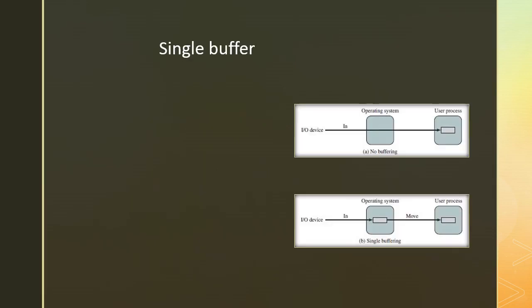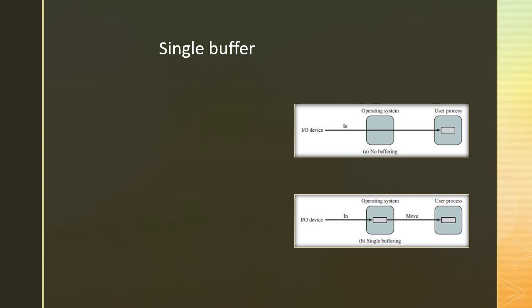Here you see two pictures. The first picture is where you have no buffer. So a user process asks for data from an I/O device and the I/O device is providing data and the operating system is simply forwarding that data into the address space of the requesting process.